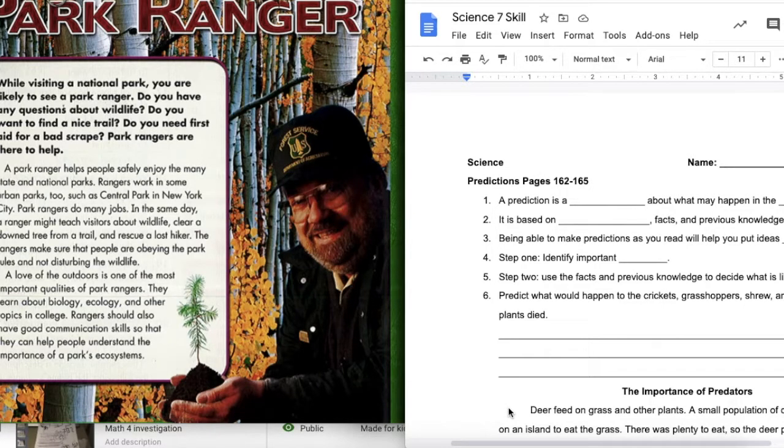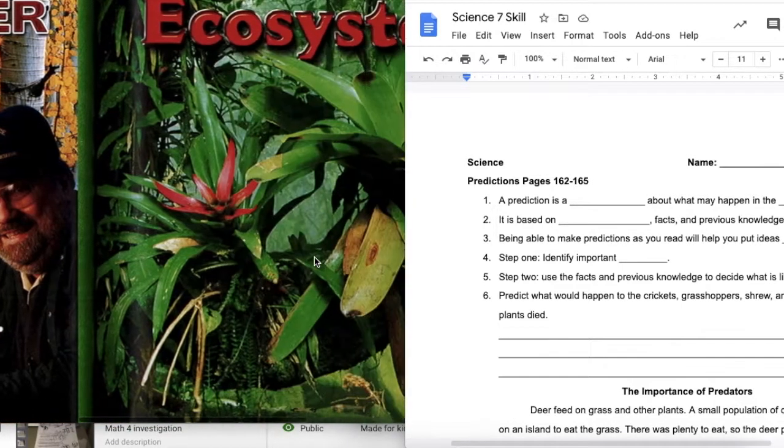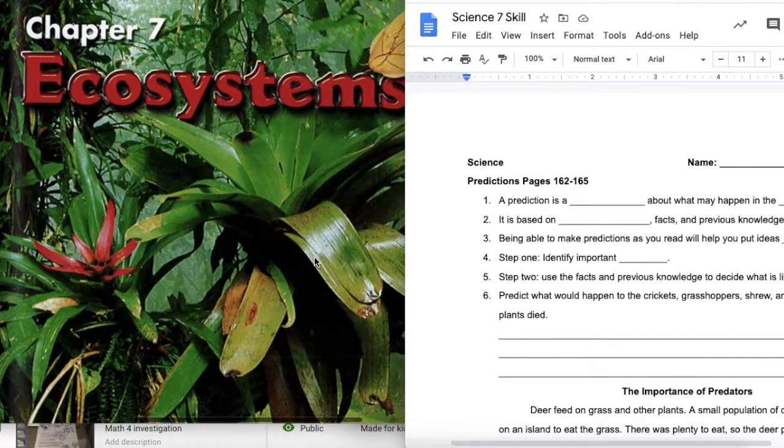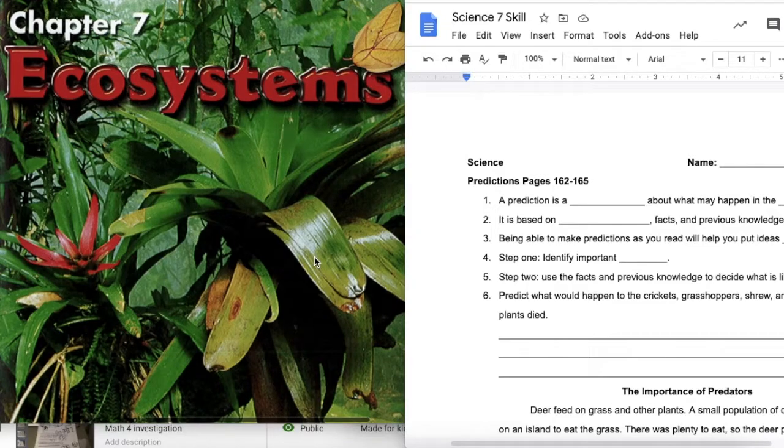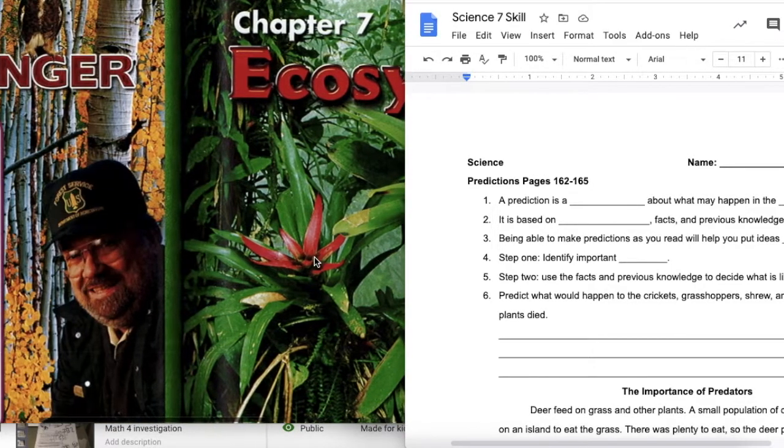Welcome to Science. We're moving on to Chapter 7. In Chapter 7, we're going to talk about ecosystems and the wonder that the ecosystems are. You just got done with your biome units where you learned about population, community to ecosystems. We'll talk about more of the interaction that goes on in the ecosystem.